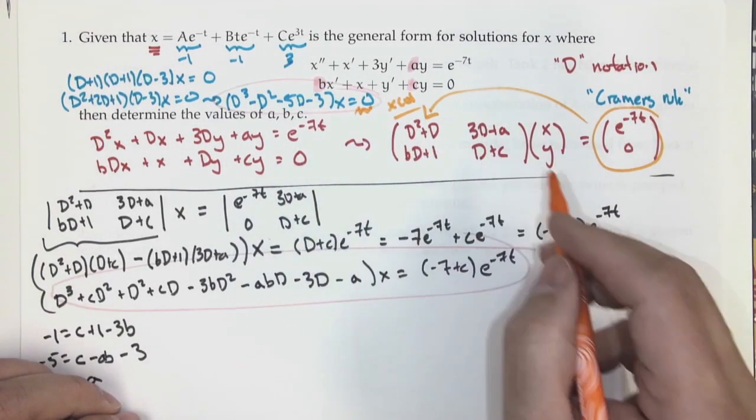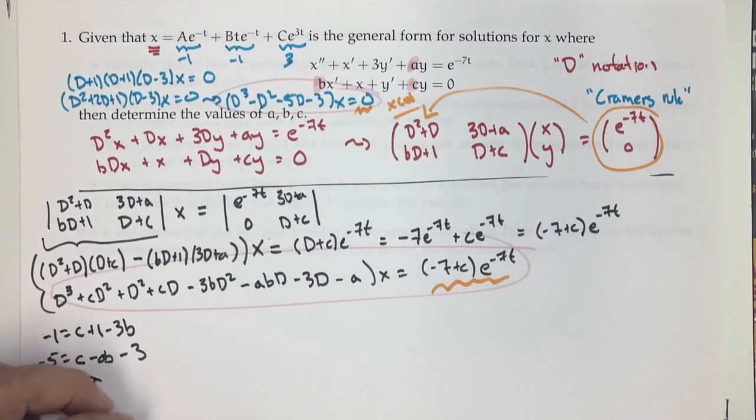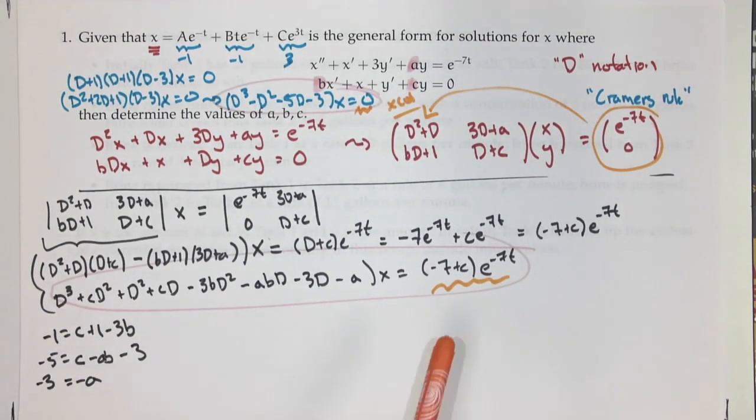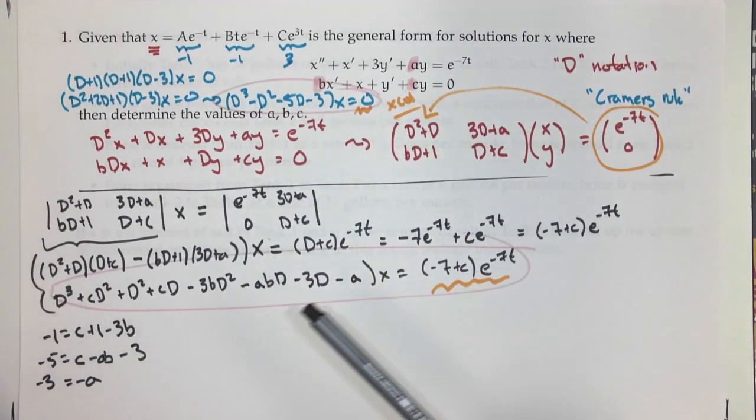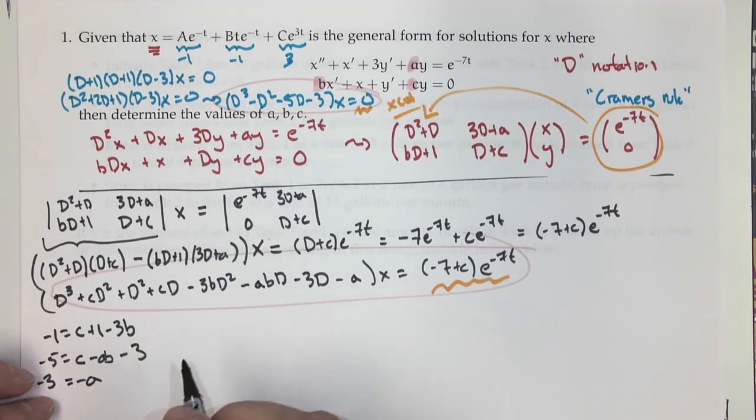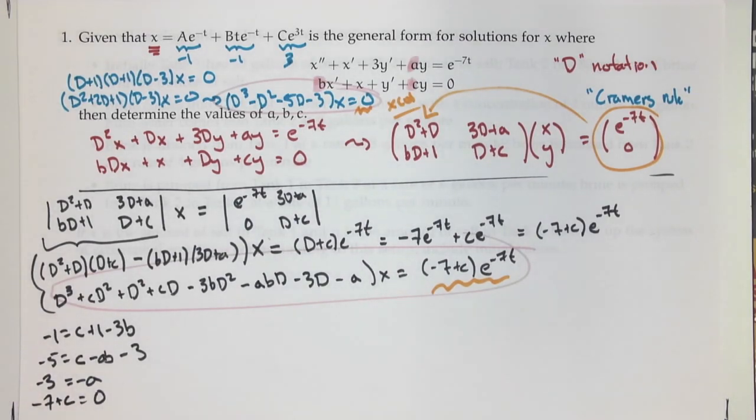The right-hand side. What needs to happen for these to match up? We need to have this coefficient, negative 7 plus c, equals 0. All right, so let's start solving. Is there anything we can solve for?